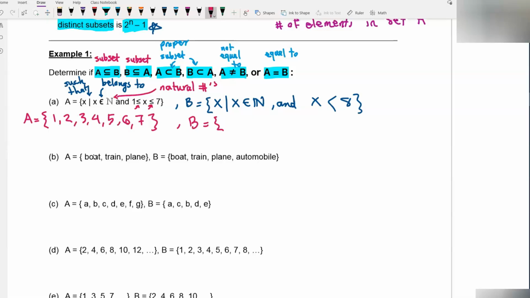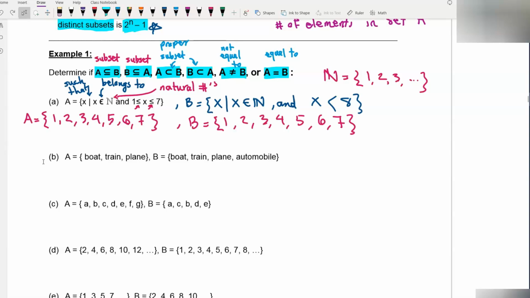And B, natural numbers starting from 1. So natural numbers, they start from 1. That's why combining these two, we have to start from 1, but we have to stop here because x is less than 8, not less than or equal to 8. But if you had x equal to on that part, you would have to use 8.